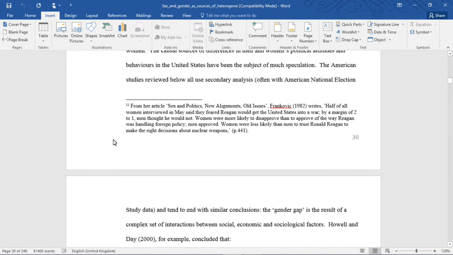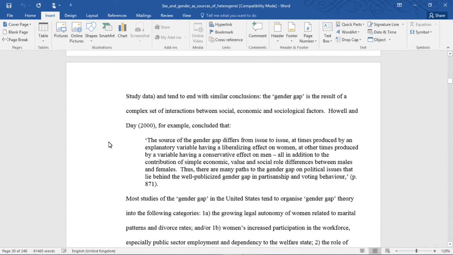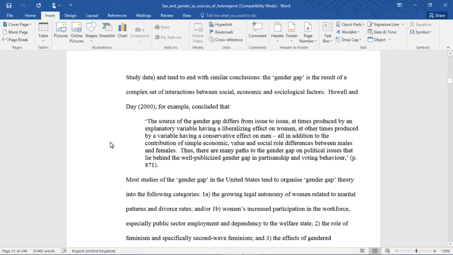The American studies reviewed below all use secondary analysis, often with American National Election Study data, and tend to end with similar conclusions. The gender gap is a result of a complex set of interactions between social, economic, and sociological factors.